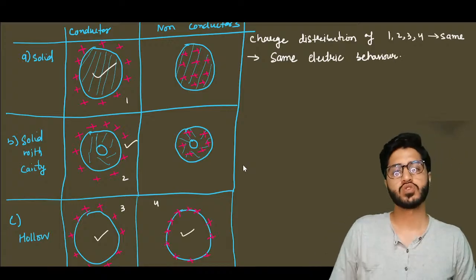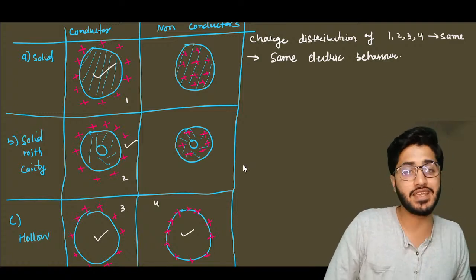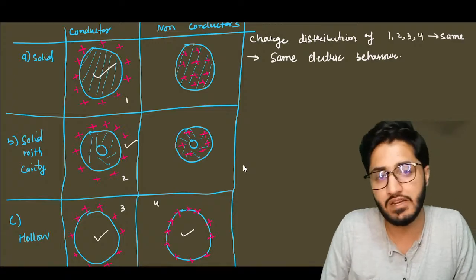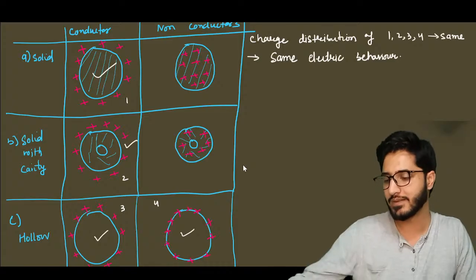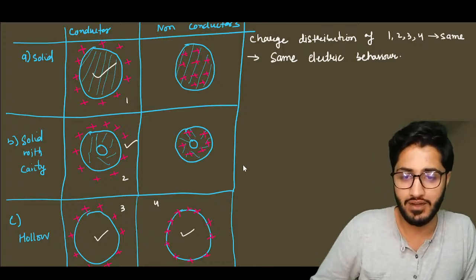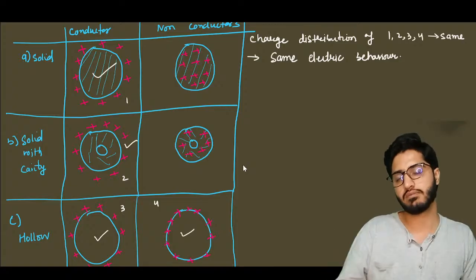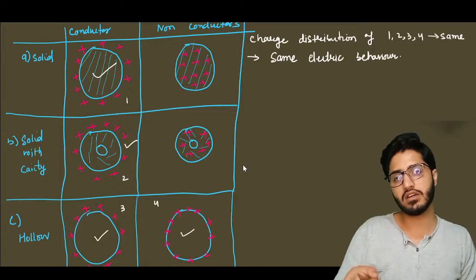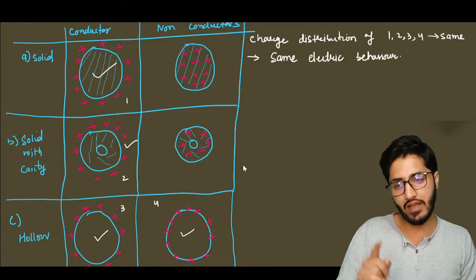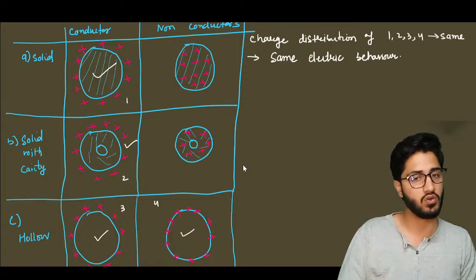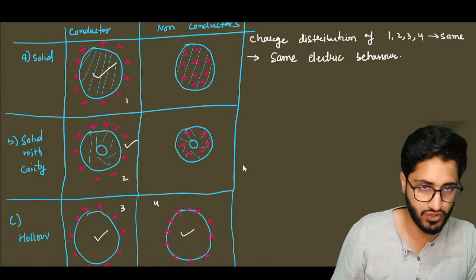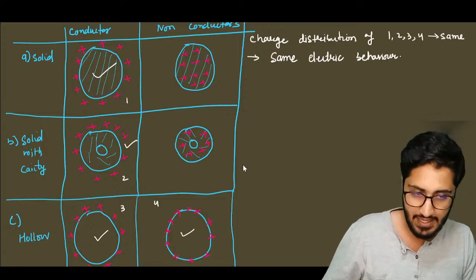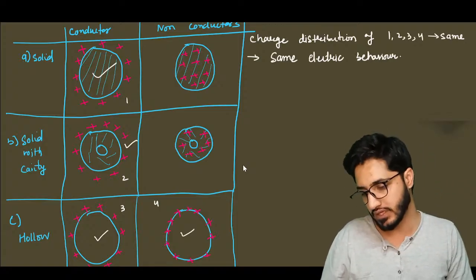Done? So charge distribution is the key parameter which will guarantee how the material will behave in an electrical field. So from this particular property of charge, we can conclude that the conductor solid with cavity, conductor hollow and non-conductor hollow will have the same charge distribution. That's why they will have the same electrical behavior.